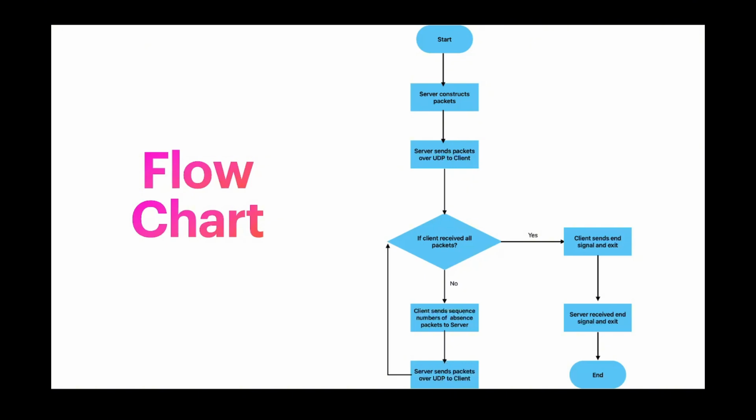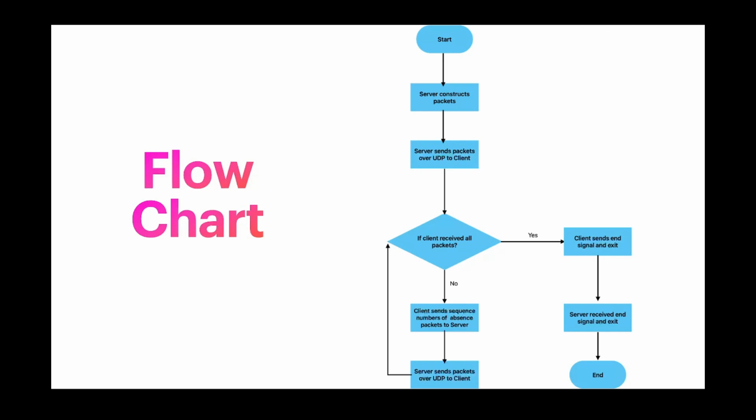And then after the first transmission, on the client side, we make a judgment on whether the client received all packets. If the client received all packets, the client will send the signal and exit. And when the server receives the signal, it will exit as well. So the program ends and the transmission is done.